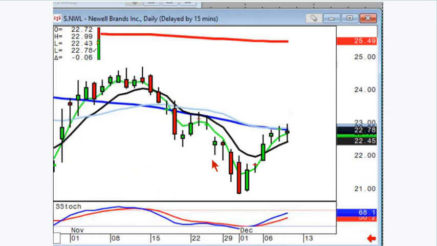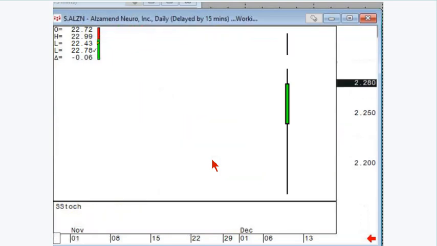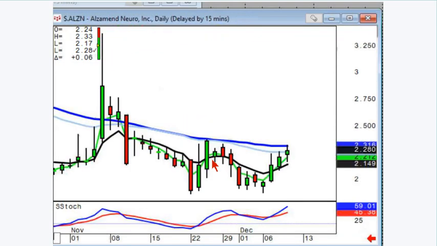Newell. Oh, another one where it has to open positive. If it opens lower, you can see the 50-day moving average is acting as resistance with a very indecisive doji day. ALZN has to open positive, break out through the 50. If it opens lower, you're stuck sideways.